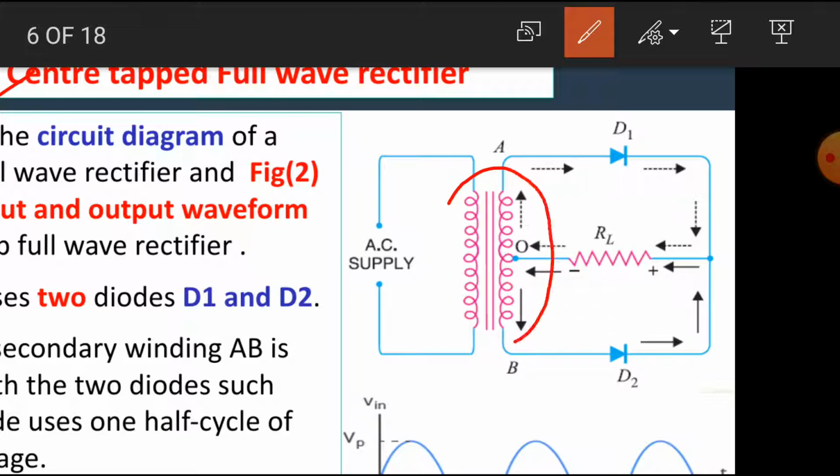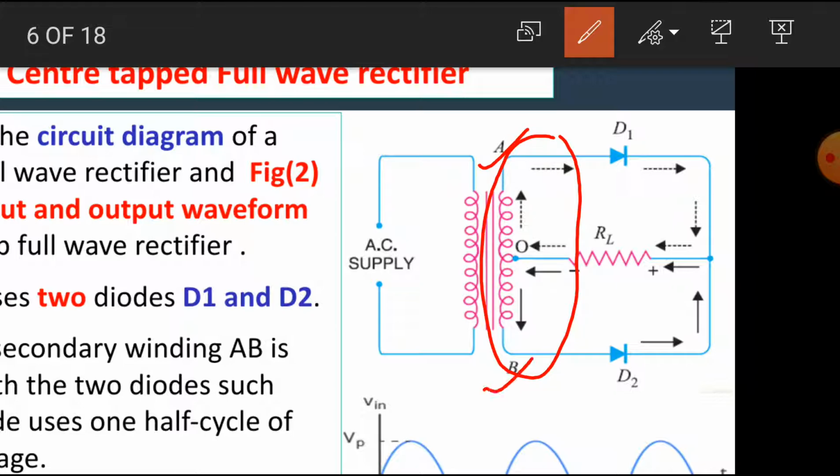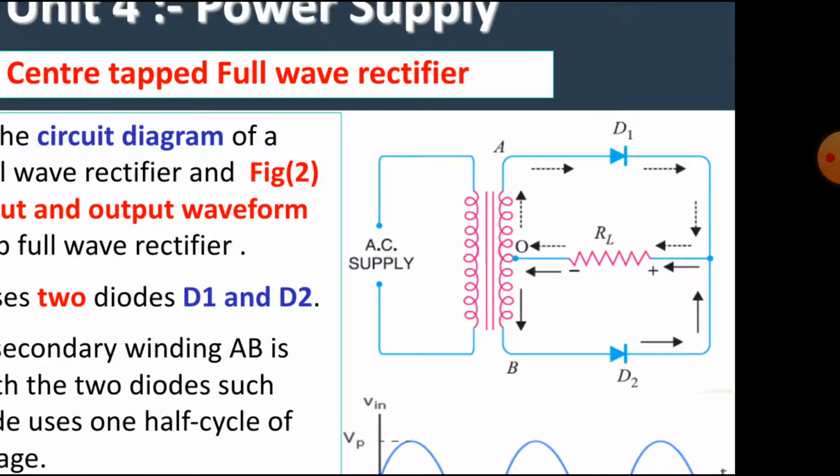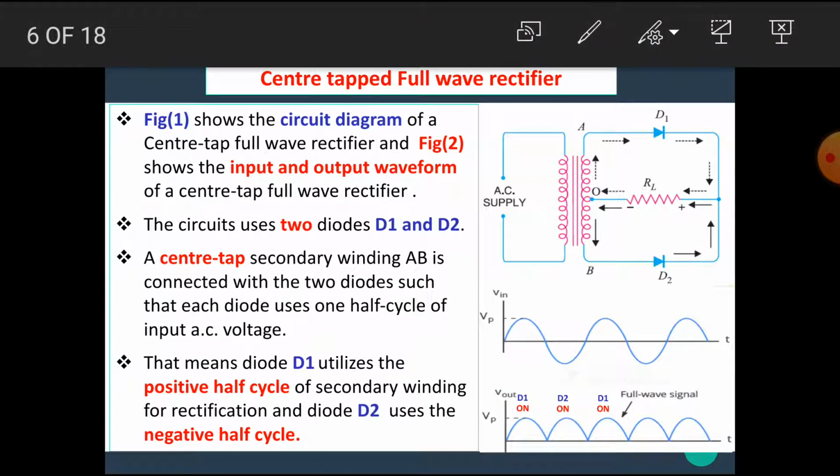This is the center tap transformer, in which we can clearly see that the secondary of the transformer has three terminals A, B and O. This O is at the center of the secondary, hence it is known as the center tap transformer. And the center tap transformer has the supply like positive, negative, like this. I hope you all know these things. Now let's see the description of the diagram.